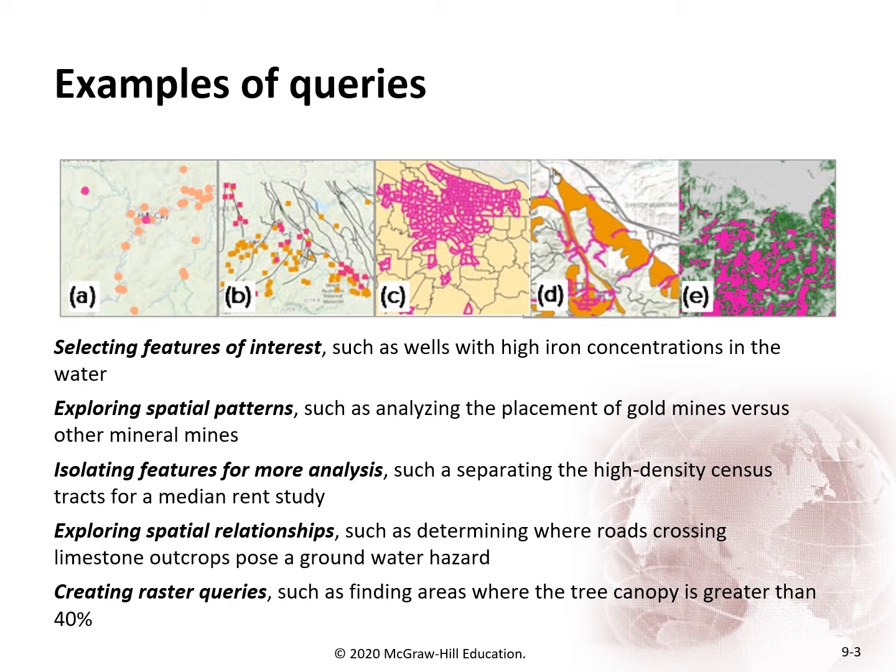You can explore spatial relationships, like looking for water hazards where roads cross certain types of structures. And you can create raster queries, like where you find tree canopies of greater than 40% or elevations over a certain level.